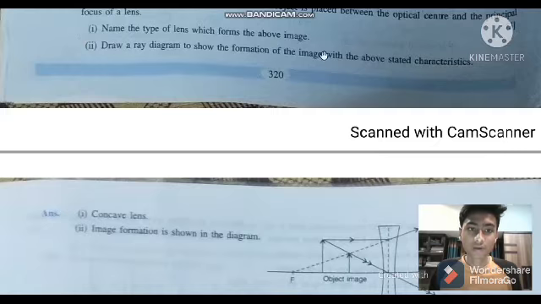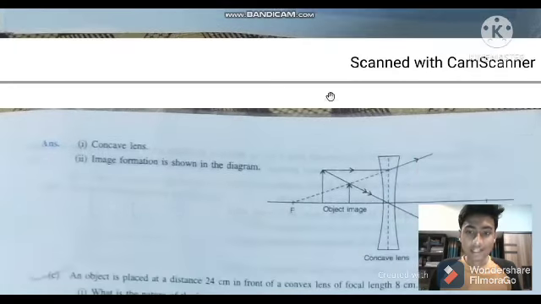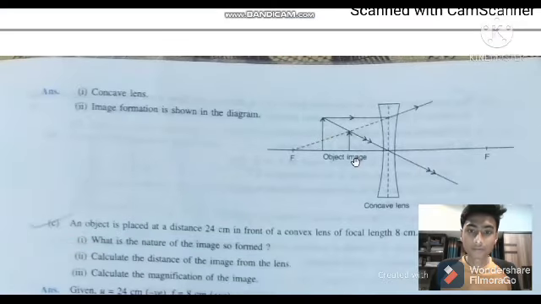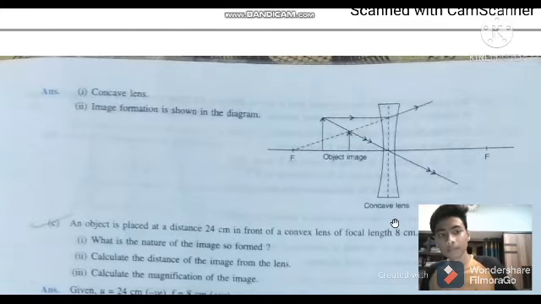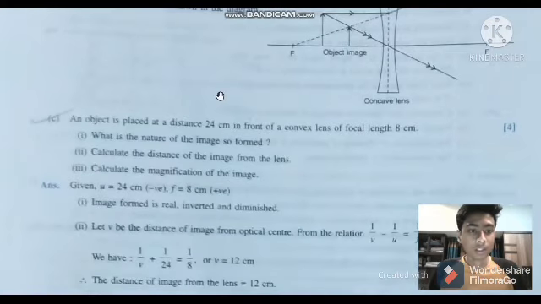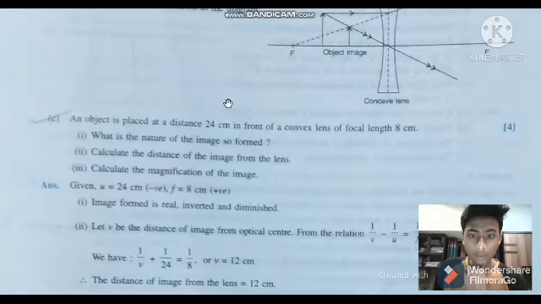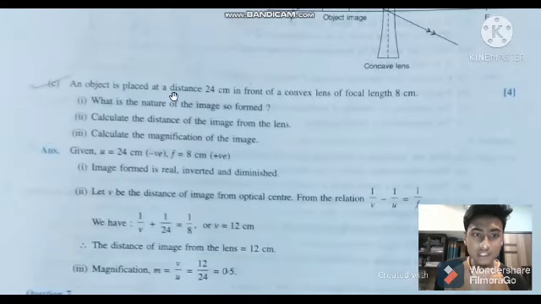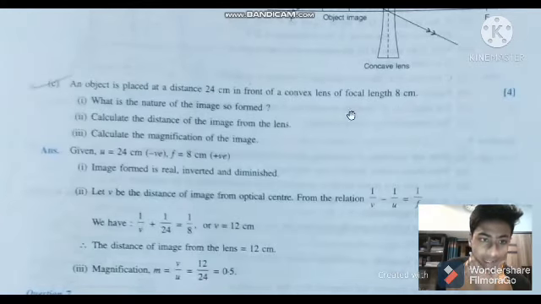The next question is, draw a ray diagram to show the above characteristics. We know this is the case of a concave lens, so that is the diagram which you need to draw. Next, you have a question regarding the lens formula numerical of the light chapter. An object is placed at a distance of 24 centimeter in front of a convex lens of focal length 8 centimeter. What is the nature of the image so formed?